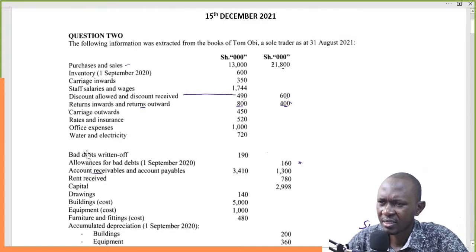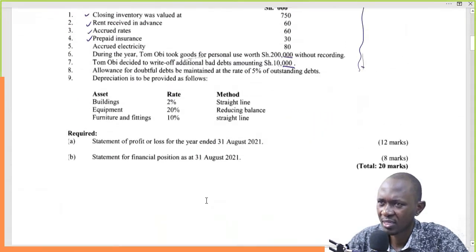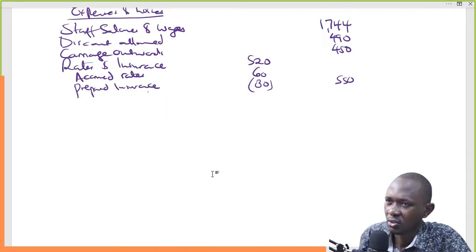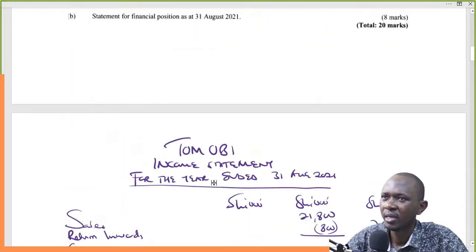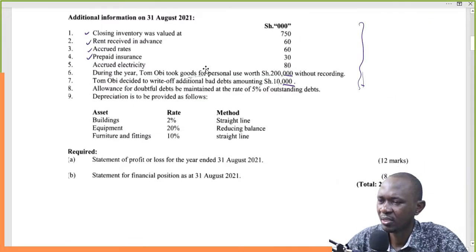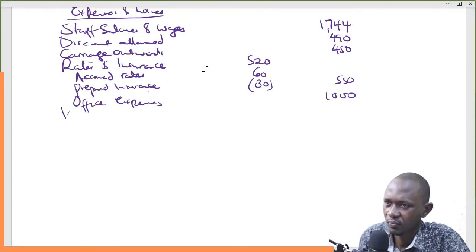So the next thing is office expenses, 1,000. There's nothing here on office expenses. I think we are starting to exhaust them. Yeah, office expenses, we don't have anything there. So office expenses, 1,000 is an expense, so you just list it there. Next we have water and electricity, 720.